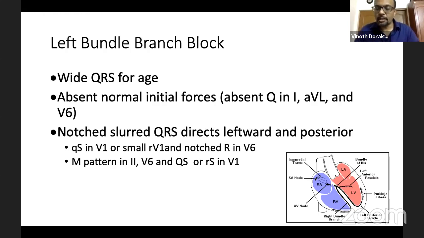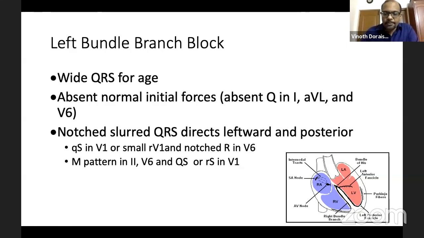So in the case of the left bundle branch block, the initial part of the QRS complex is delayed due to the absence of septal depolarization. The middle part is normal because the right ventricular depolarization is normal, and the terminal part is delayed due to the delayed left ventricular depolarization. So because the initial portion and the terminal portion of the QRS complex are delayed, it looks like the whole QRS complex is delayed. So in contrast to the right bundle branch block, where only the terminal part of the QRS complex is delayed, here the entire QRS complex is delayed in left bundle branch block.